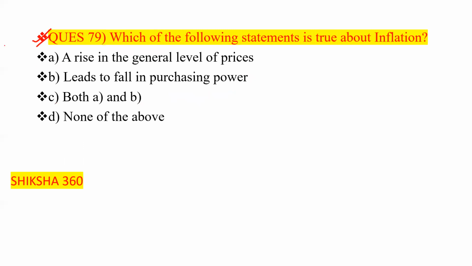Please answer this question. Very easy question. Which of the following statements is true about inflation? First one is a rise in the general level of prices. Second one leads to a fall in the purchasing power. Option C is both A and B. Option D is none of the above.